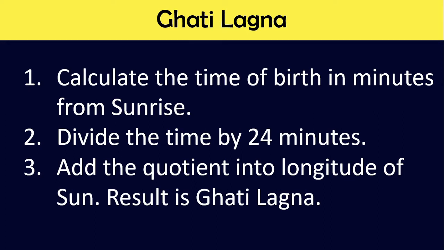Now Ghati Lagna. First calculate the time of birth in minutes from sunrise. Divide the time by 24 minutes. Add the quotient into the longitude of the Sun. The result is Ghati Lagna.